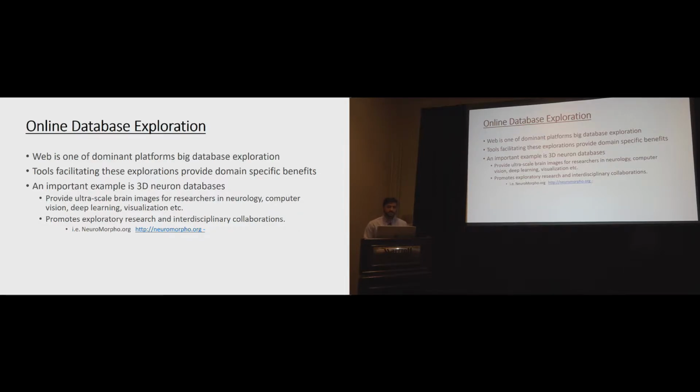These databases provide ultra-scale high-resolution images of neurons to help in research related to neurology, computer vision, visualizations, etc. These available data sets promote exploratory research and interdisciplinary collaboration. For this specific project, we used neuromorpho.org. It's a freely available source database which has a lot of 3D structures of neurons, high resolution images.